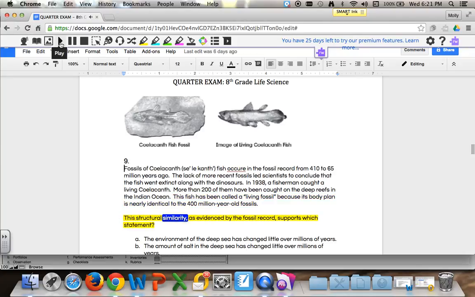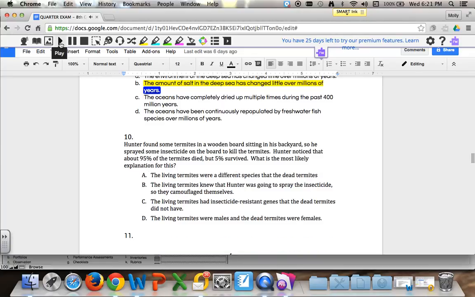This structural similarity, as evidenced by the fossil record, supports which statement? A. The environment of the deep sea has changed little over millions of years. B. The amount of salt in the deep sea has changed little over millions of years. C. The oceans have completely dried up multiple times during the past 400 million years. D. The oceans have been continuously repopulated by freshwater fish species over millions of years.